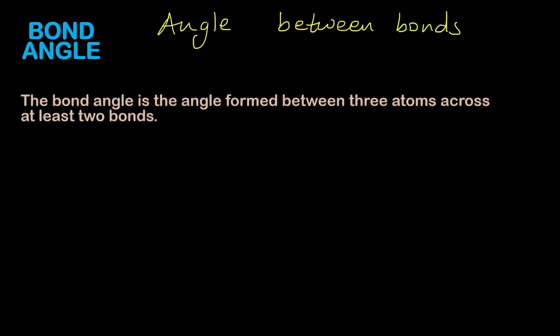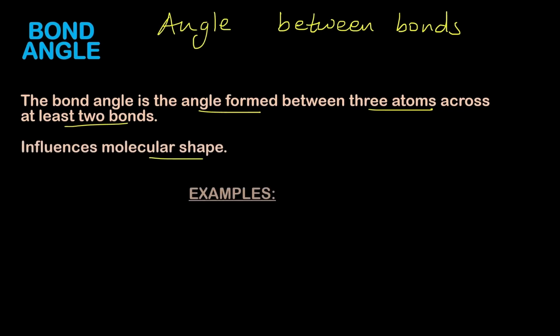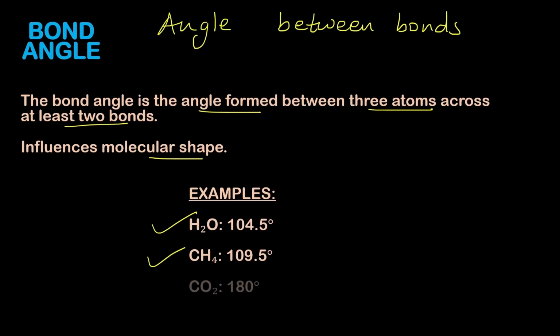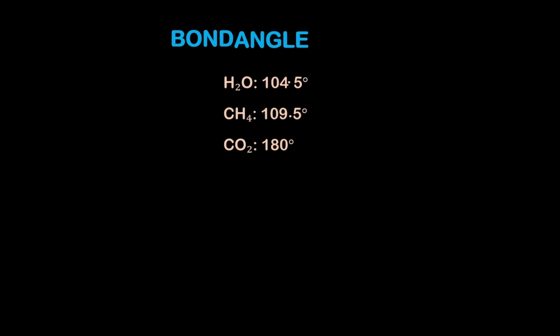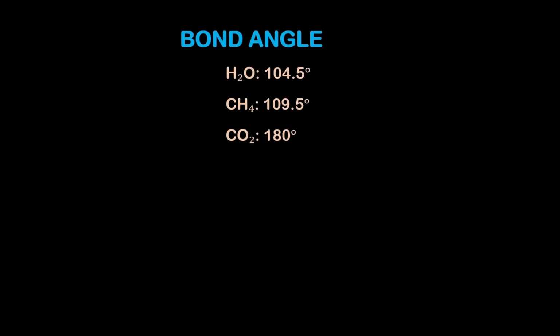We can simply write it as the angle between the bonds. The technical definition goes as follows. It is the angle formed between three atoms across at least two bonds. It definitely influences the molecular shape, and the examples are the water molecule H2O, CH4, that's your methane molecule, and CO2, that is your carbon dioxide molecule. One by one, let us see the structure and define this particular parameter.